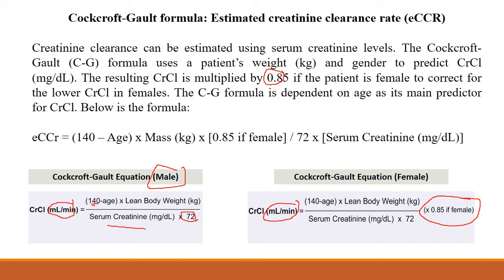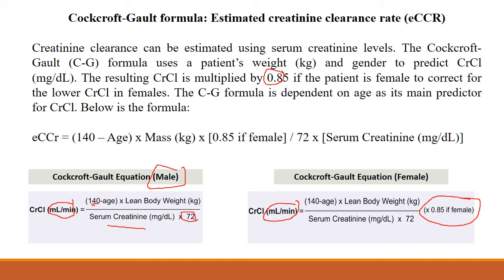The CG or the Cockcroft and Gault formula is dependent on age and is its main predictor for creatinine clearance. So below are the formulas. Here you have Cockcroft and Gault for your male patient. Creatinine clearance in ml per minute. Remember that the units for our creatinine clearance is ml per minute.